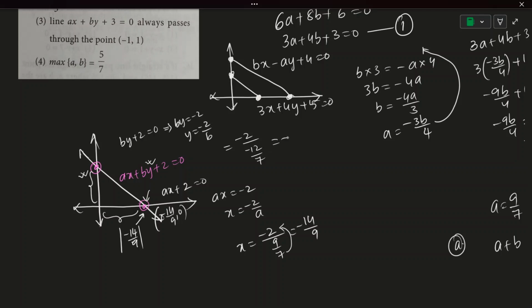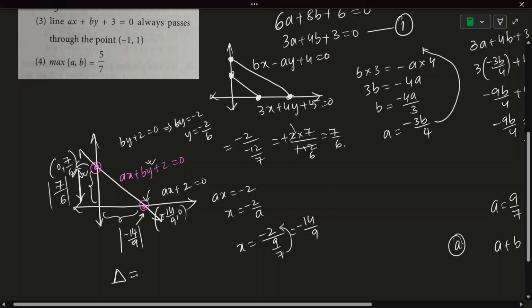Okay, then you will get minus 2 into 7 divided by minus 12. Minus minus cancel, 2 1 times, 2 6 times. So the answer is minus 7 by 6. That means this point is going to be 0 comma minus 7 by 6. So what is this distance, this y-intercept distance? That is 7 by 6. Okay, mod you can do.